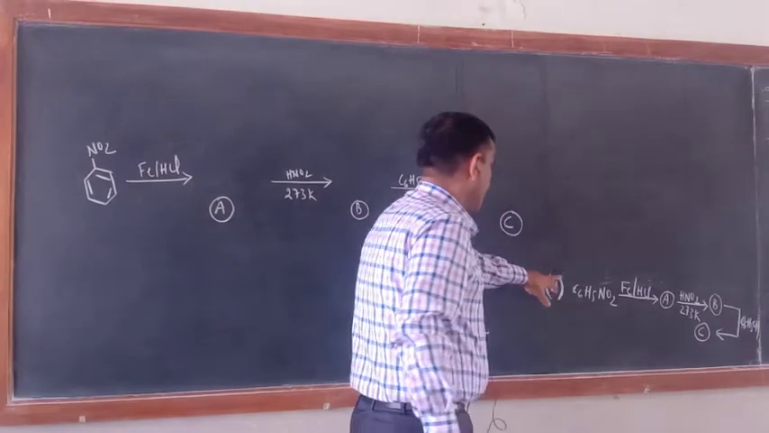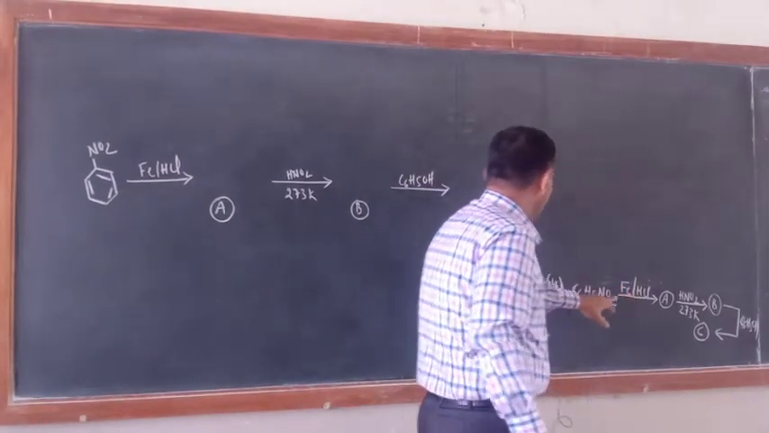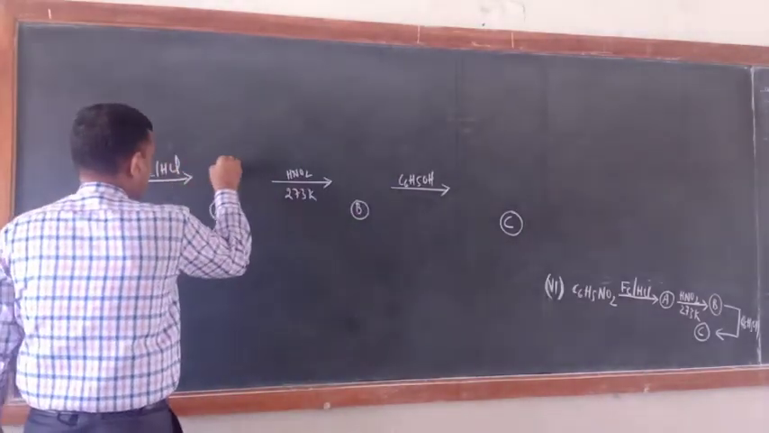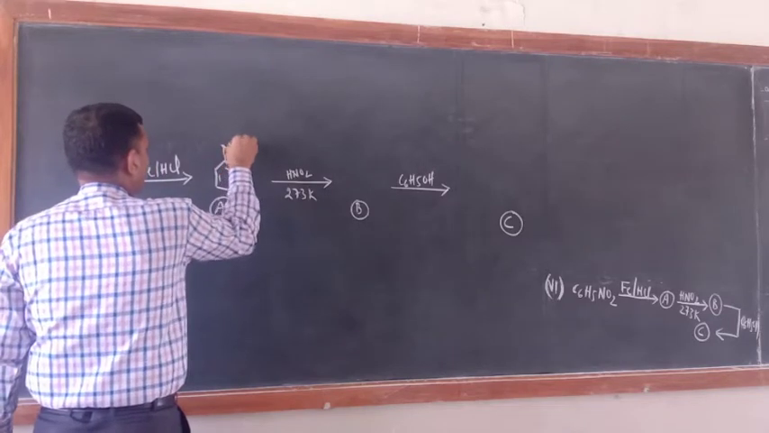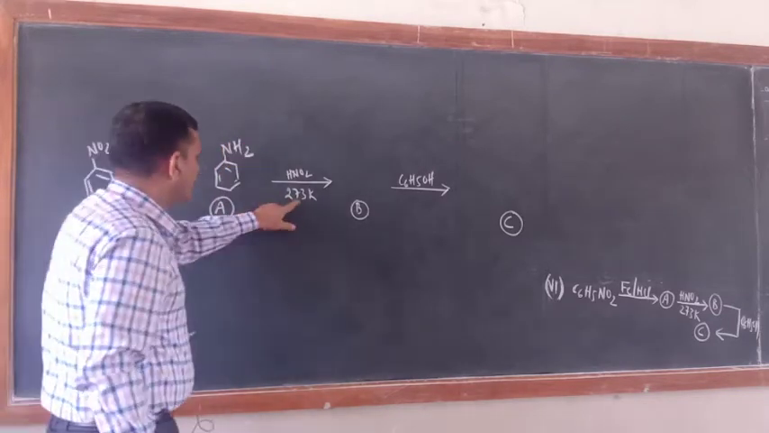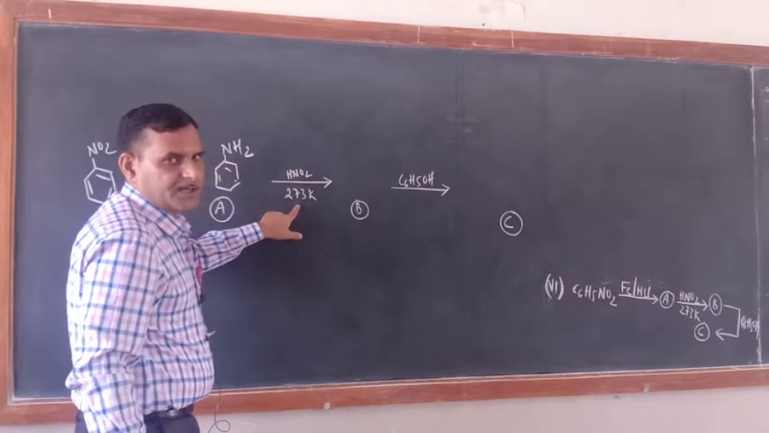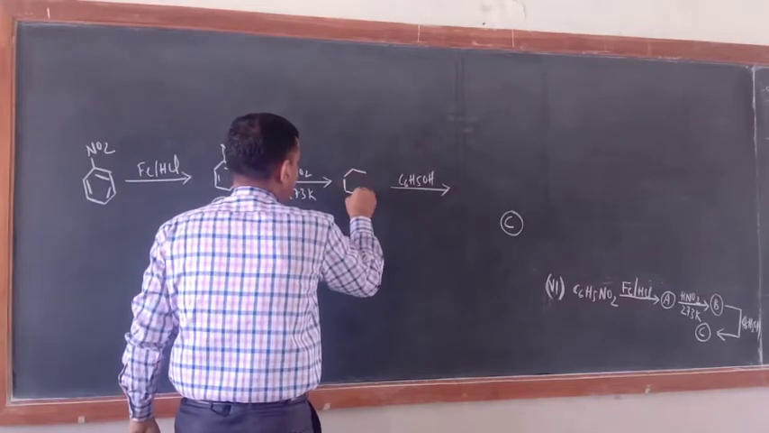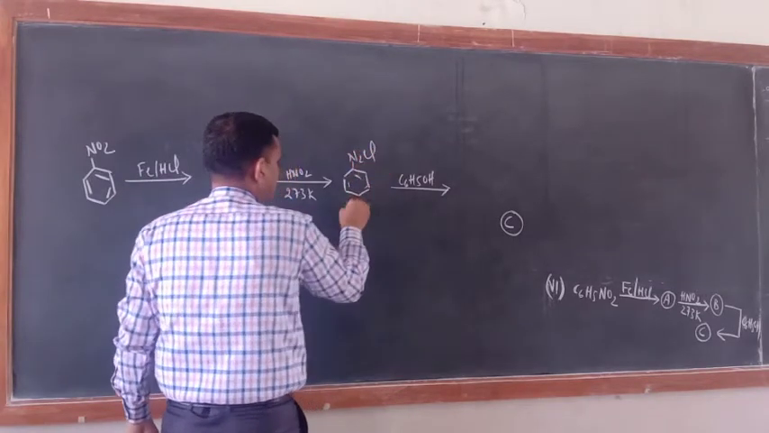Nitrobenzene should be subjected to reduction, so when the NO2 group is subjected to reduction, what is the product? Just see, aniline will be the product. The NO2 group will be converted into NH2. Now 273 K and HNO2 is written. It means diazotization. So here you will get benzene diazonium chloride, N2Cl. So this is B.